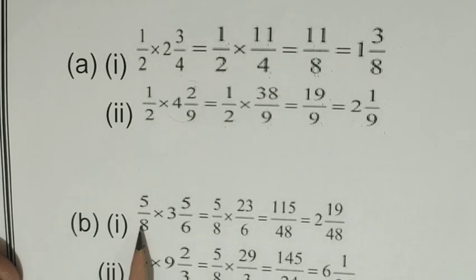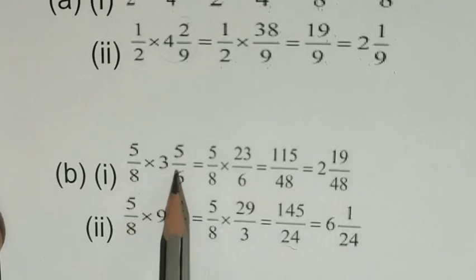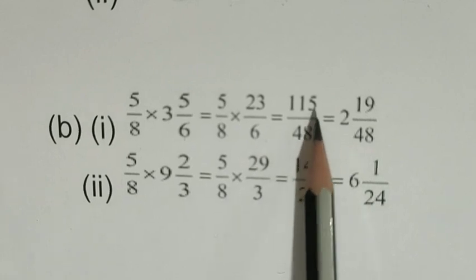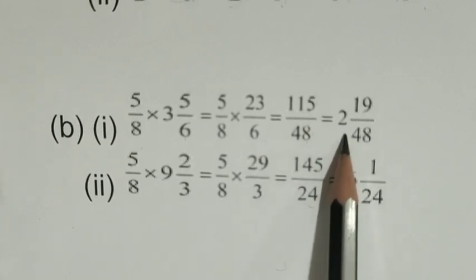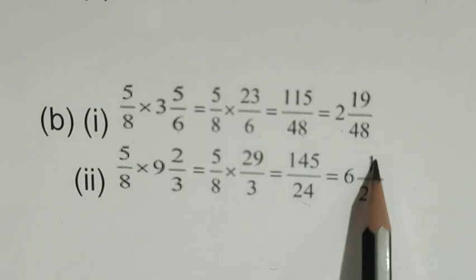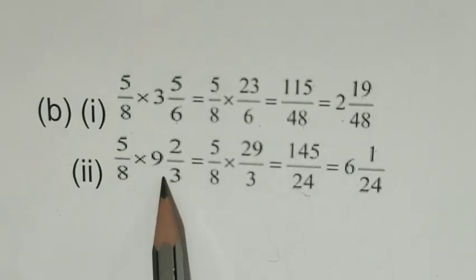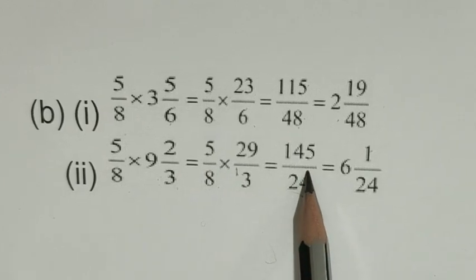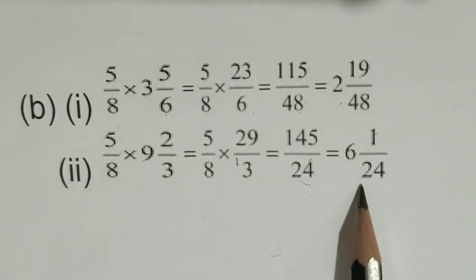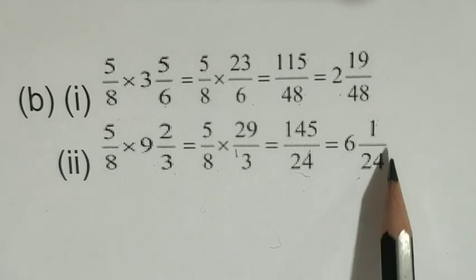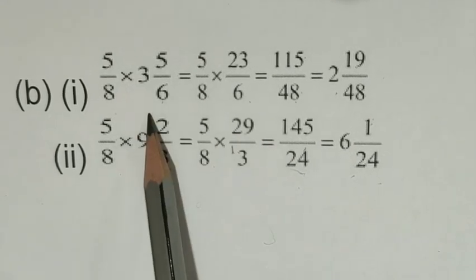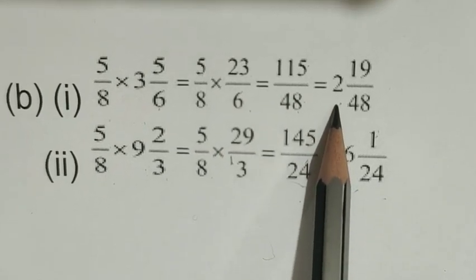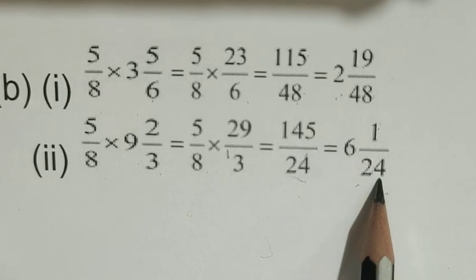Now the second question, 5 by 8 into 3 integer 5 by 6, that is 5 by 8 into 23 by 6. It is equal to 115 by 48. Your answer is 2 integer 19 by 48. 5 by 8 into 9 integer 2 by 3 means 5 by 8 into 29 by 3, which is equal to 145 by 24. Then the final answer is 6 integer 1 by 24. So the mixed fraction is to be converted into improper, then we have to make it a mixed fraction finally. So this is the answer for the second part.